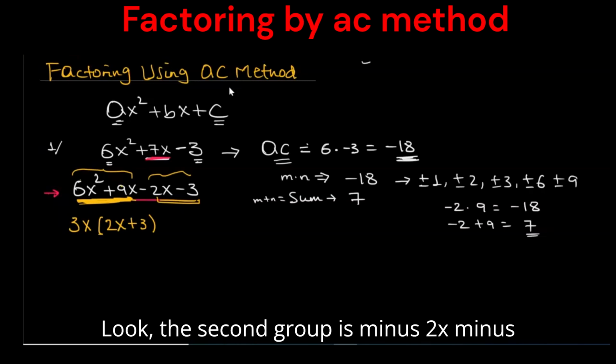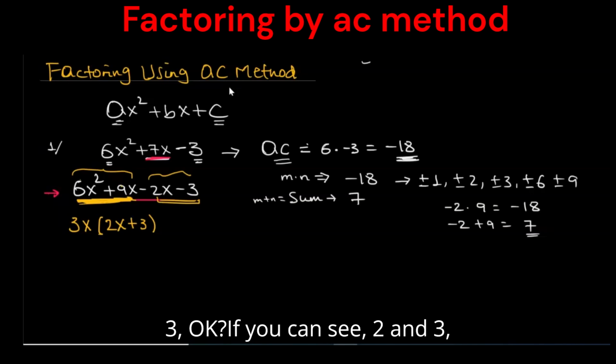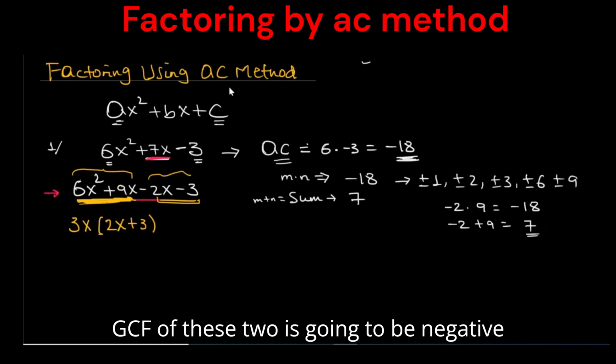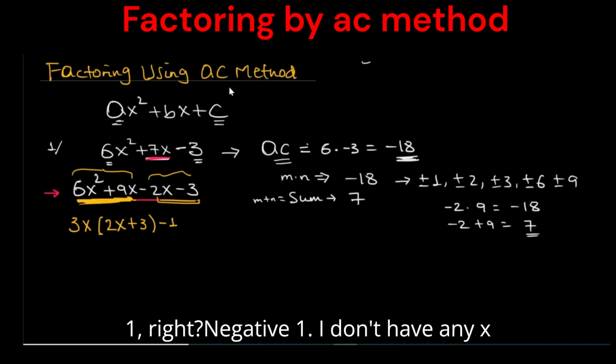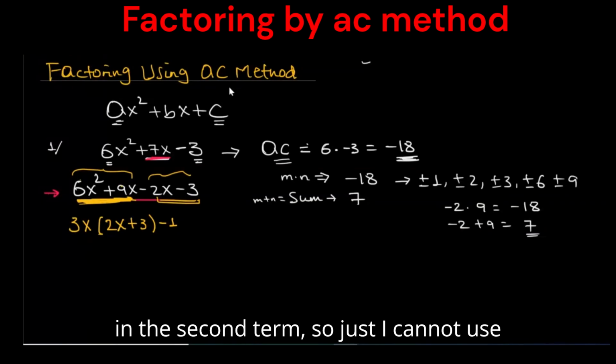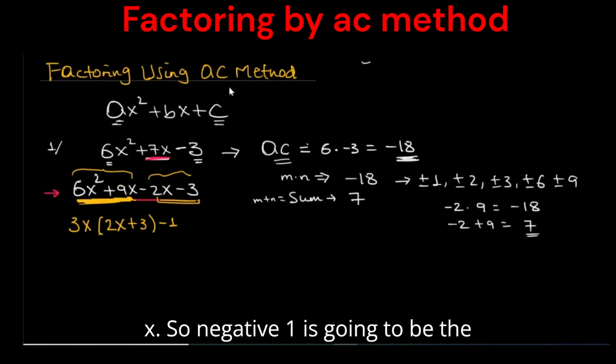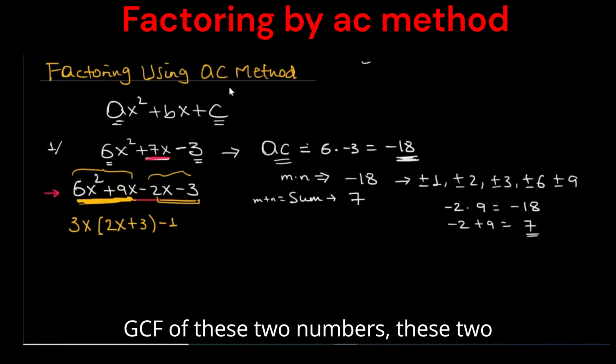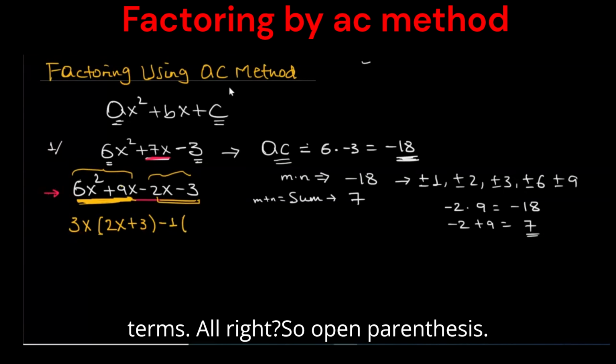Look, the second group is minus 2x minus 3. If you can see, 2 and 3 are prime numbers. The GCF of these two is going to be -1. I don't have any x in the second term, so I cannot use x. So -1 is going to be the GCF of these two terms. All right, so open parenthesis.